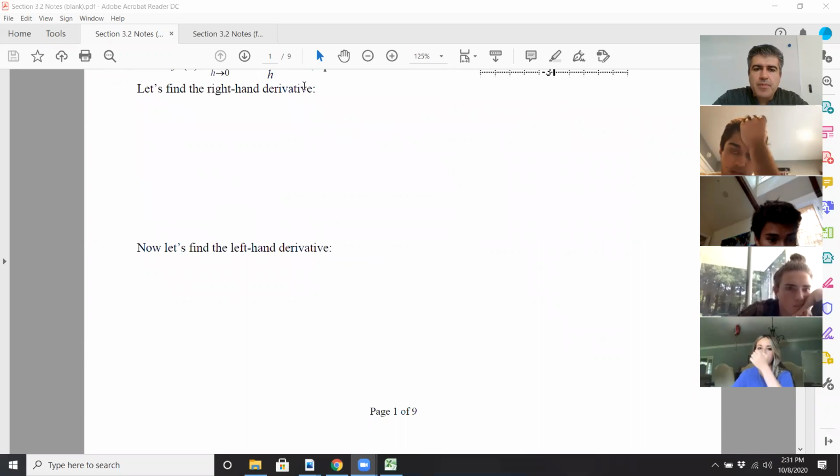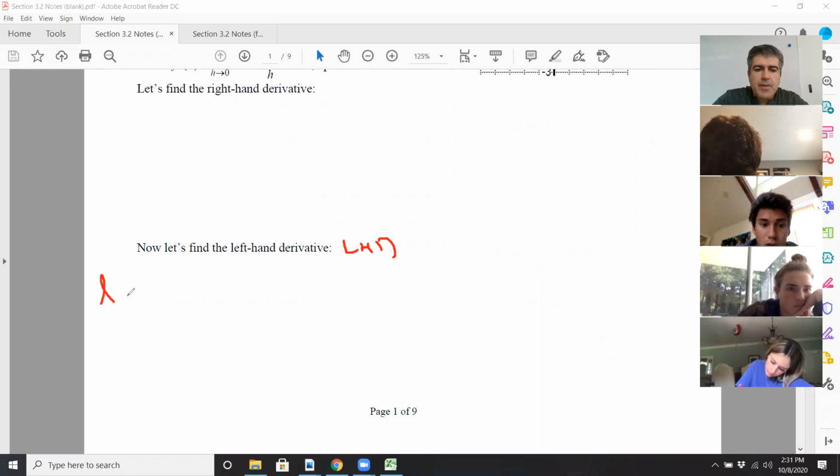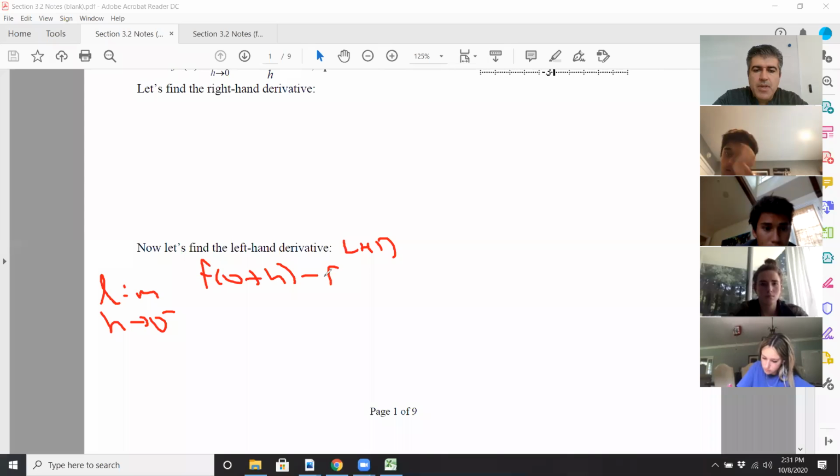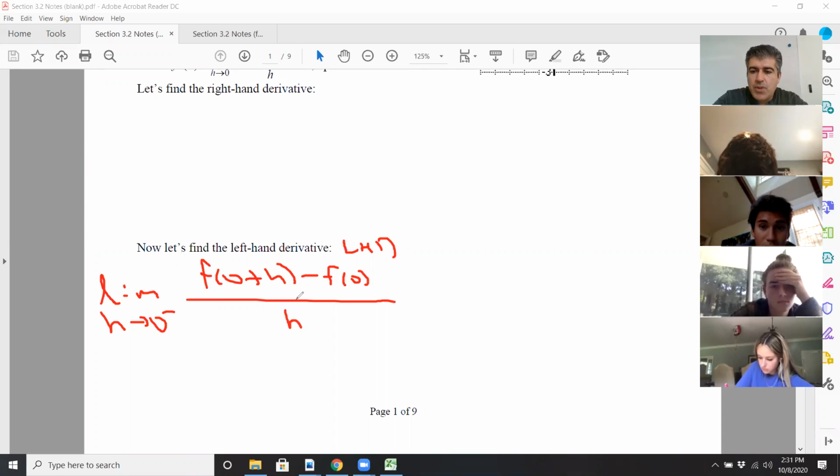For my LHD, the limit as h approaches 0 from the left side of f of 0 plus h minus f of 0, all over h. Okay. Well, f of 0 is still 1. That doesn't change.